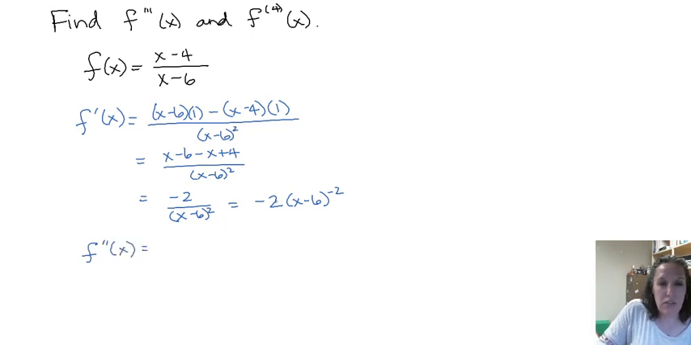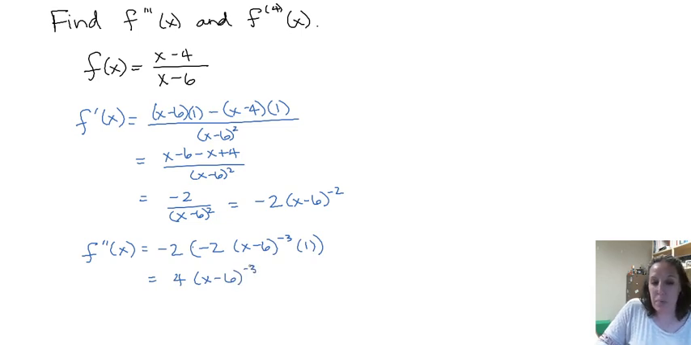So our second derivative, this is just a chain rule problem now. So we have negative 2 times the derivative of x minus 6 to the negative 2, which is negative 2 times x minus 6 to the negative 3. And then technically we've got to multiply by the derivative of the inside there, which is 1. And so that's going to just simplify to 4 times x minus 6 to the negative 3. And I'm not going to completely simplify this and write that back in the denominator yet, mainly because one, this isn't our answer, but two, it makes taking the third derivative easier.